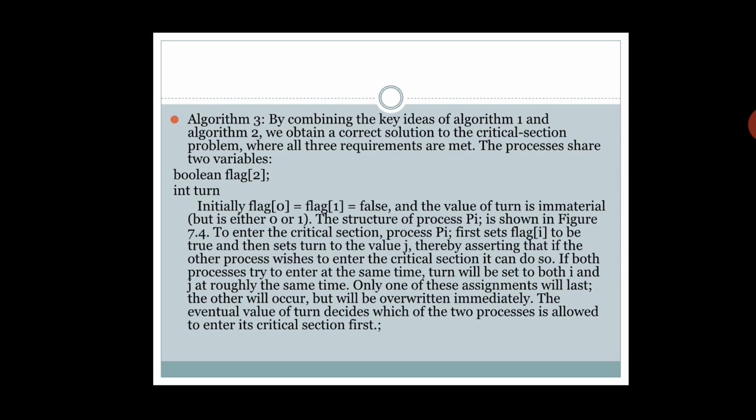Okay, the structure of the process pi is shown in the figure. The figure is nothing but one algorithm. We will see it in the next slide. To enter the critical section, the process pi first sets flag of i to be true. Why are you going to change the value of flag of i?